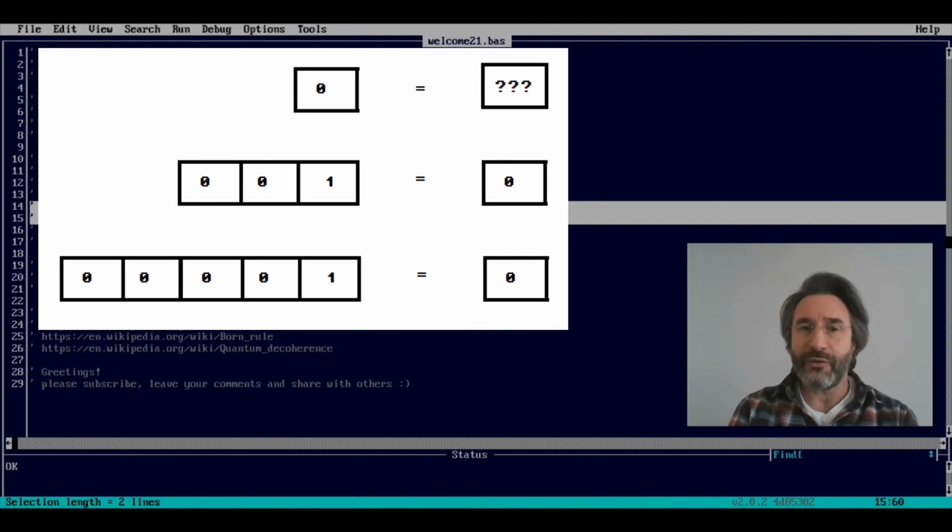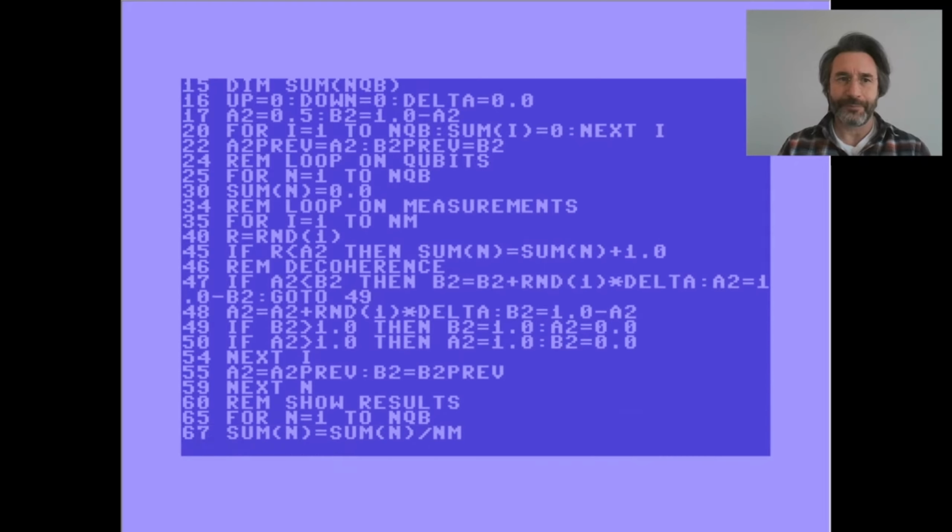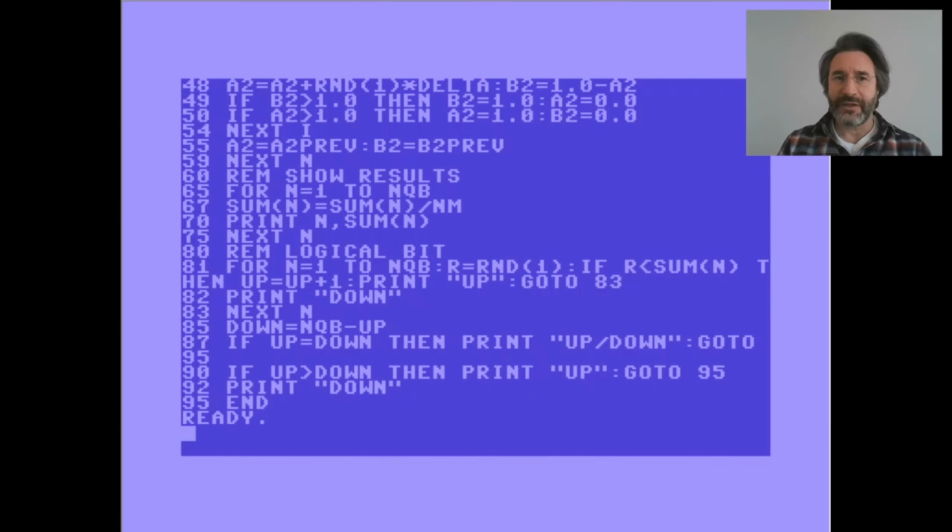So we are going to simulate these single qubits and these logical qubits in BASIC on the Commodore 64. I have prepared a code for that, so now I'm going to show it. The very first thing I'm going to do is to list the program so that you can stop the video at any time and have a look at the details. And as you can see, the program is very short.